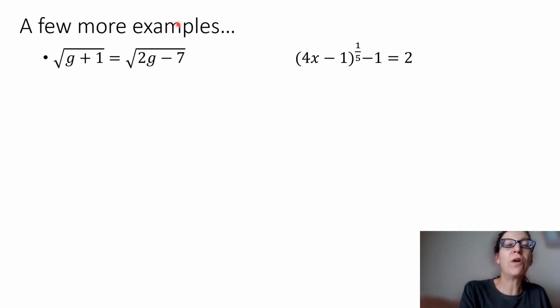So if you have more than one radical, what you would try to do is isolate one of them. You'd undo one of them, and you'd have this mess of stuff on the other side, and then you would undo the other one. So you'd repeat the process.